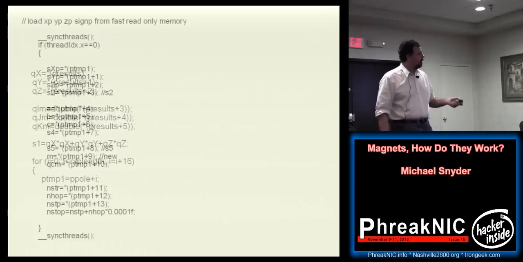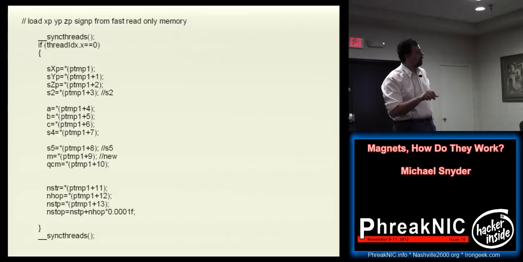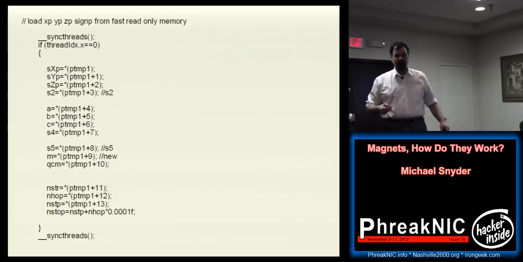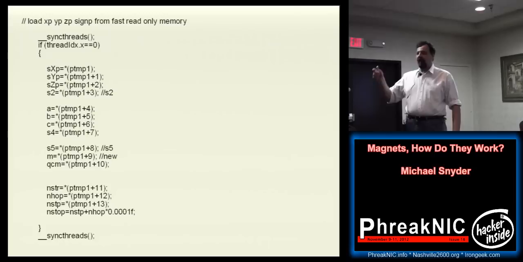Okay. Right here, this is a special entry. It says sync threads, which basically says all threads stop what you're doing. And it says, if my thread ID equals 0, then do these special commands, which are just special reads. It puts the information into shared memory, which is on the chip. Then after it puts all this information into shared memory, it says sync threads again, which basically restarts all the threads. So this is like a timeout. Everybody stop what you're doing, you do this, and after you're done, everybody start again. The magic thing about shared memory is every thread can read it at silicon speed.